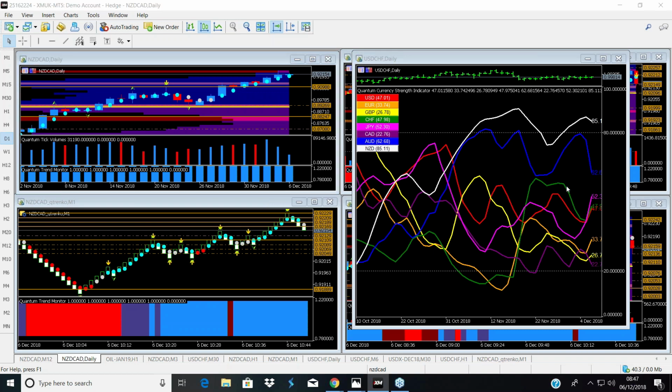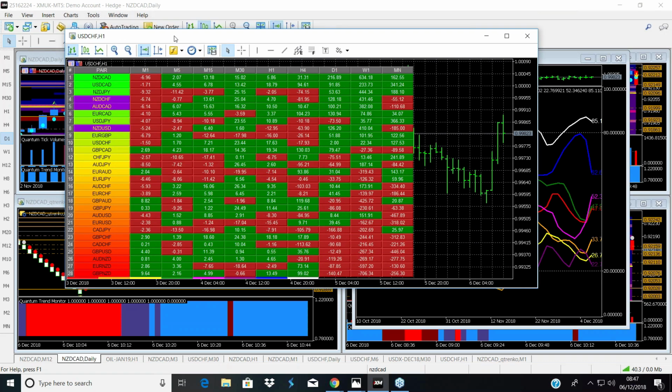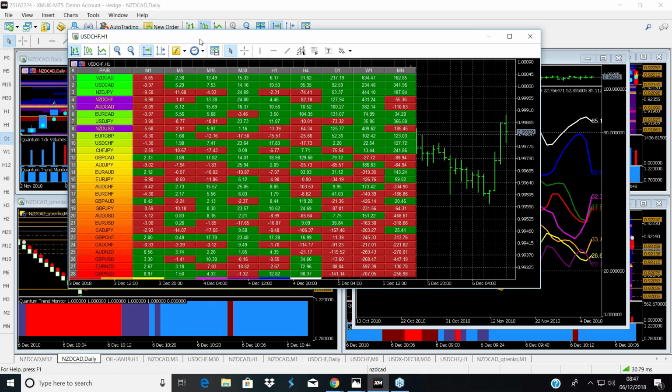Hi. Yeah, that's one that we're looking to get into. It's one that's certainly on the watch list. And if we go back to the heat map, we can see why it is. It's been resolutely stuck at the top of the heat map for some considerable time.